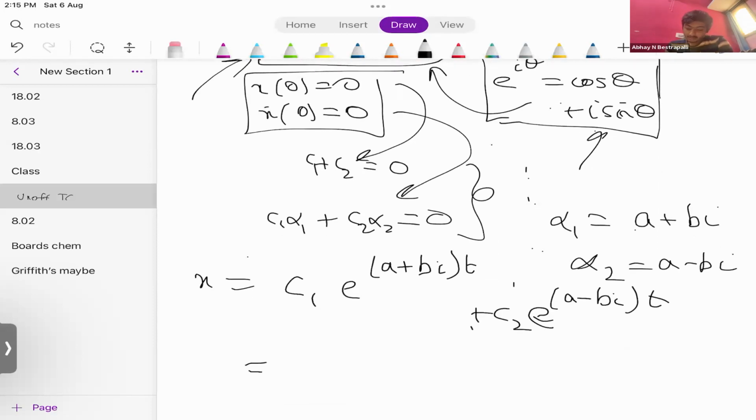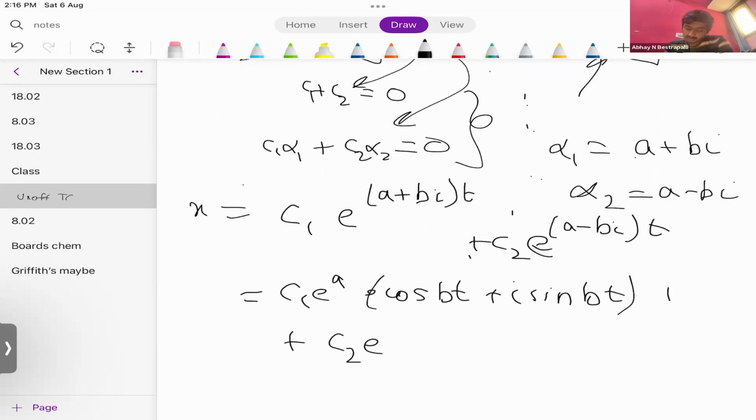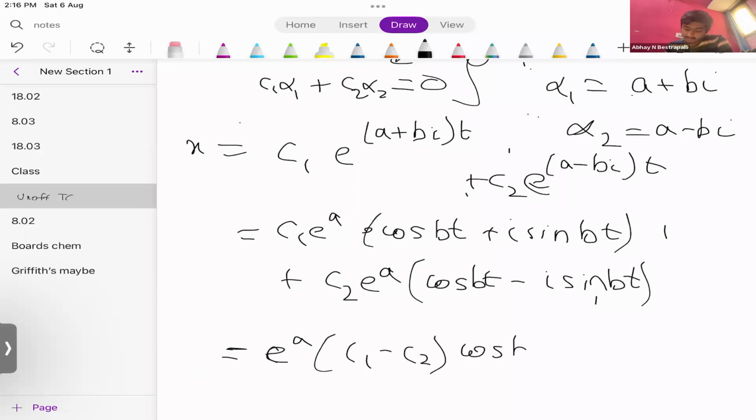So this is going to be C1 e^(at) (cos bt + i sin bt) plus C2 e^(at) (cos bt - i sin bt). So you get something along the lines of e^(at) times (C1 + C2) cos bt plus (C1 - C2) i sin bt.